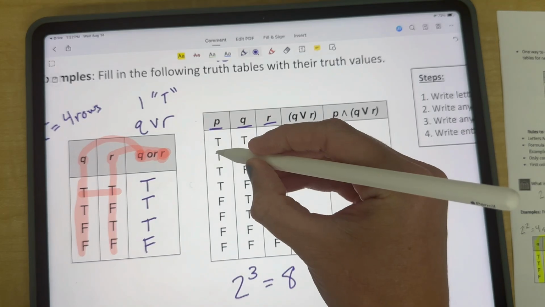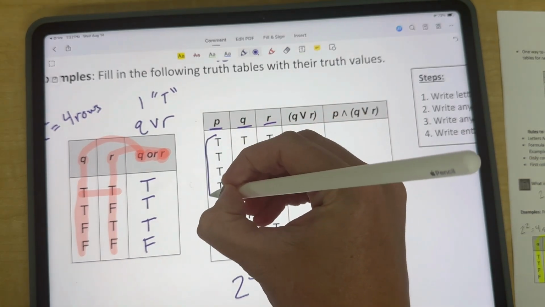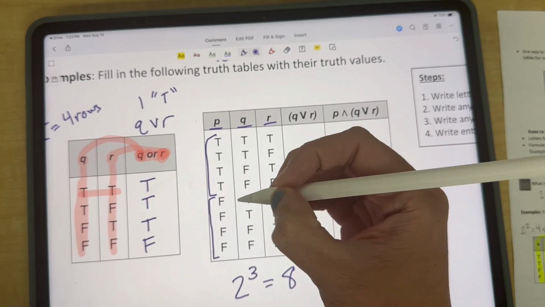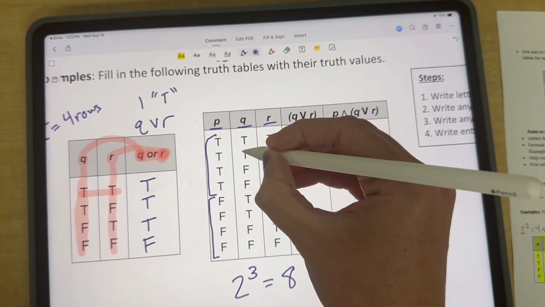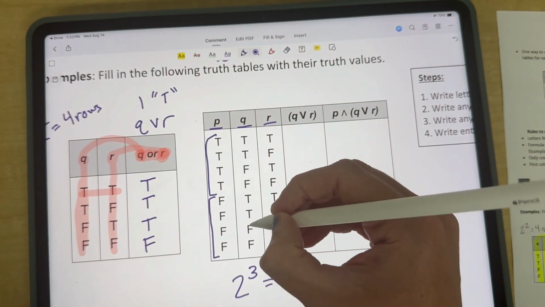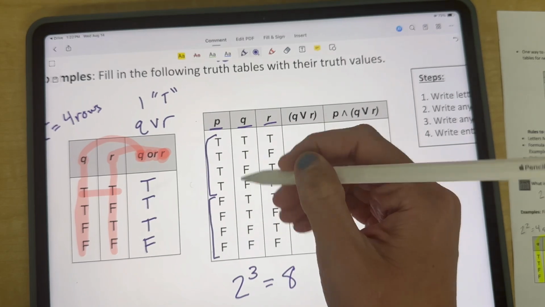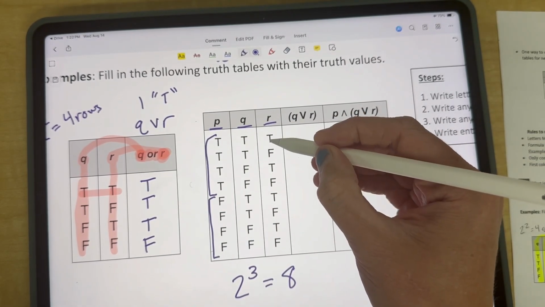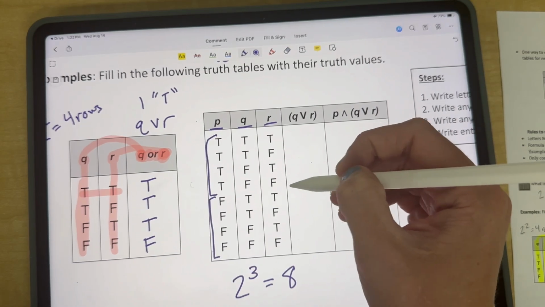So I created 8 rows. The first half I did all T's, and the bottom half I did all F's. Divide that by 2. Then I did 2 T's, 2 F's, 2 T's, 2 F's, and that's column Q. The last statement, R, again, the last one should go 1, 1, 1, 1. So TF, TF, TF, TF.